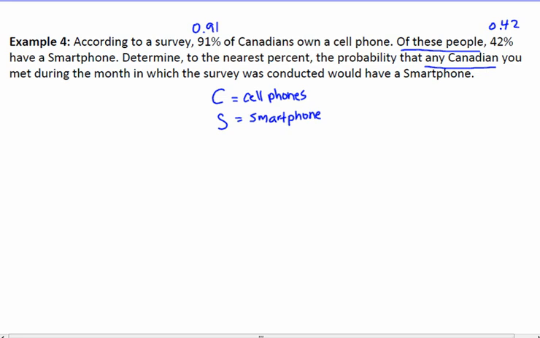So what would it look like? The probability that they have both, right? How do we show both? This cell phone and smartphone.